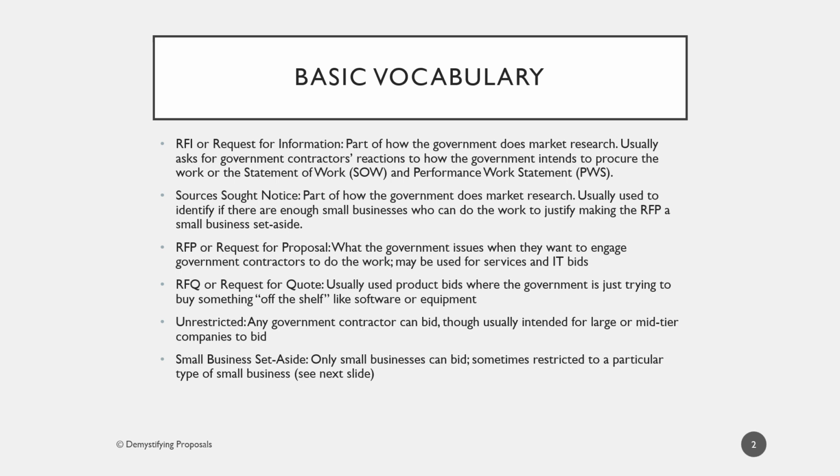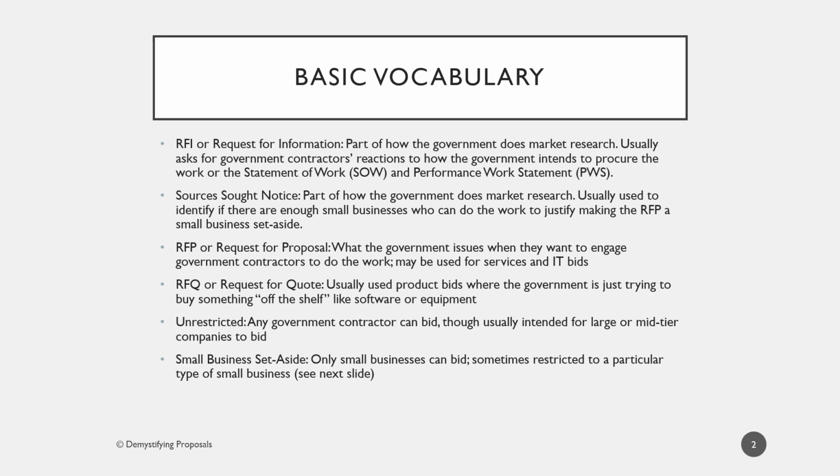An RFP, or request for proposal, is what the government issues when they want to engage government contractors to do the work. It may be used for services, or it may be used for IT bids. An RFQ, or request for quote, usually is used for product bids, where the government is just trying to buy something, quote, off the shelf, like software or equipment.